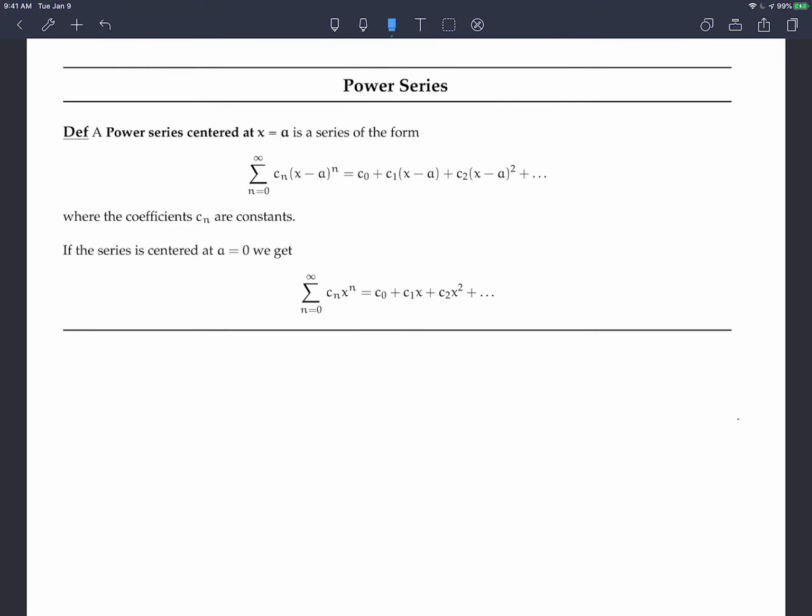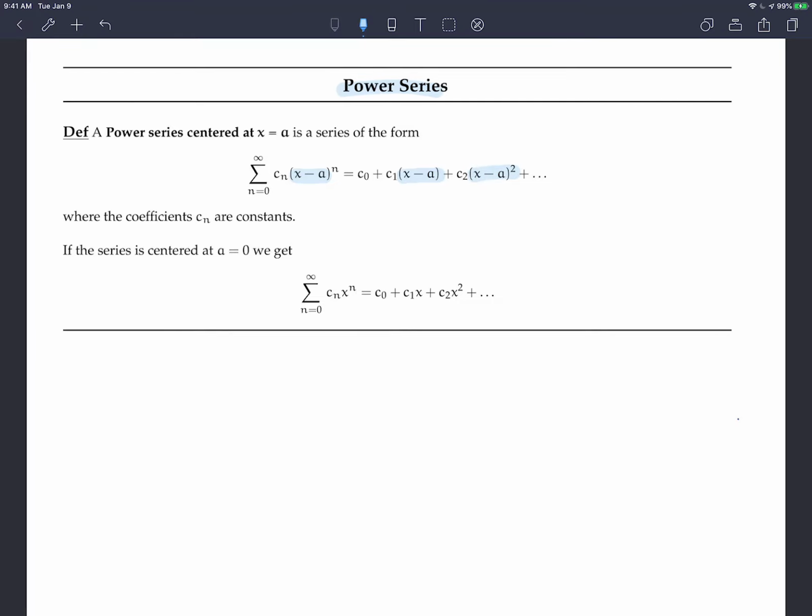Hi, so in this video we're going to start talking about a power series. A power series is going to be centered at a point. Up here I'm saying a power series centered at x equals a. That means that you're going to have these powers of x minus a to the power of 1, x minus a to the power of 2.